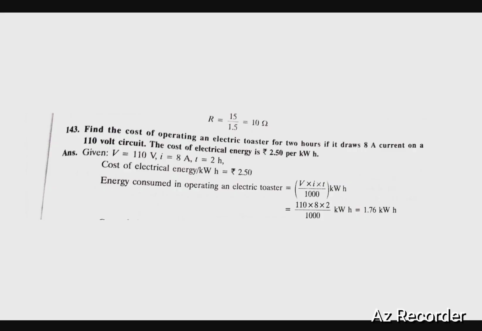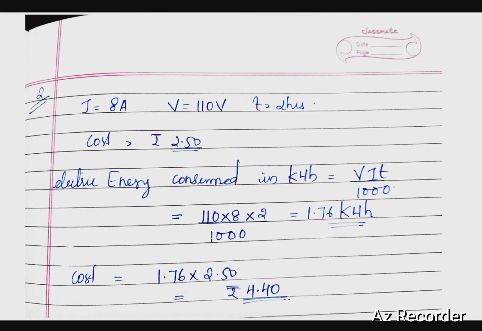Find the cost of operating an electric toaster for 2 hours if it draws a current of 8 ampere on a 110 volt supply. The cost of electric supply is rupees 2.50. So here we are given the current and the voltage. We need to calculate the cost of the electric bill. Here current is given as 8 ampere, voltage is given as 110 volt and time is equal to 2 hours. Cost per unit is 2.50.